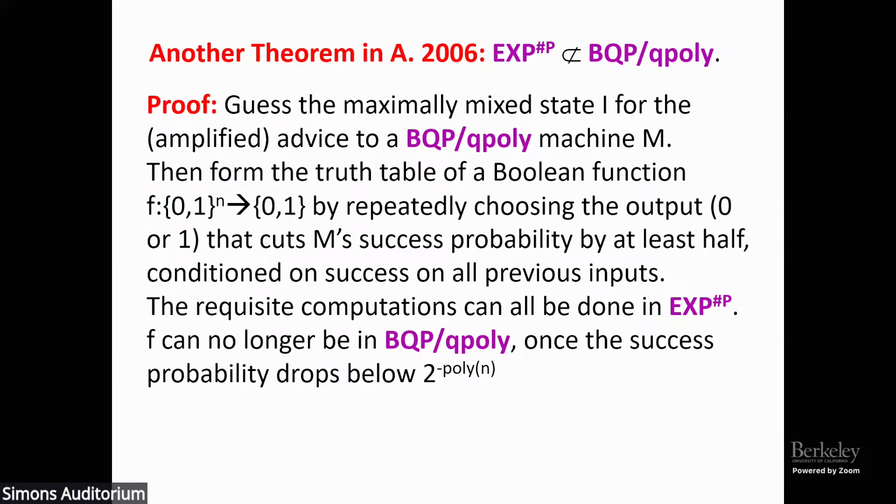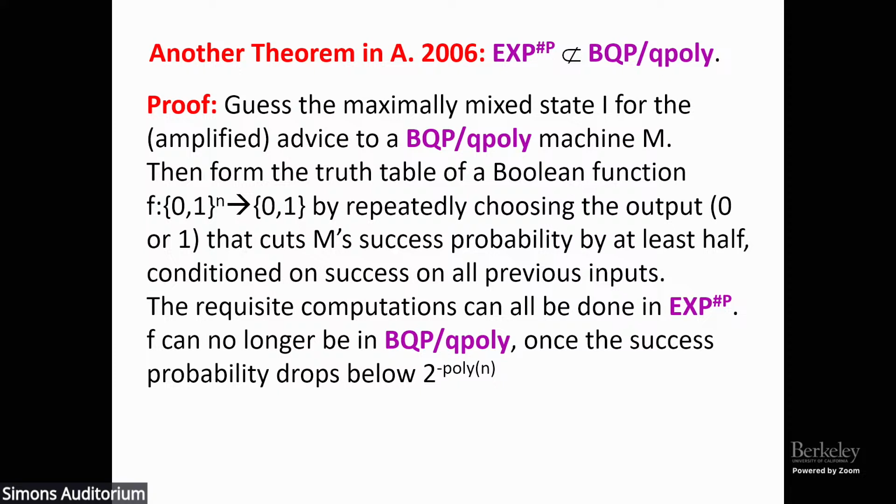Having started with the maximally mixed state as our advice, we make it less and less likely that, going down and computing this function, we would get the right answer for each input. With each input, we cut the success probability by a factor of 2. But we notice that that can't happen too many times. Once the success probability drops below 2 to the minus a polynomial in n, then actually there can't have been any valid advice state at all. Because if there was, then that advice state would have caused us to succeed with that probability, and it occurs in the maximally mixed state with this mass, so it had to be there with that mass if it existed. And the last observation is that all the requisite computations here, to decide which output is less likely conditioned on all the previous outputs, can all be done in EXP^#P.